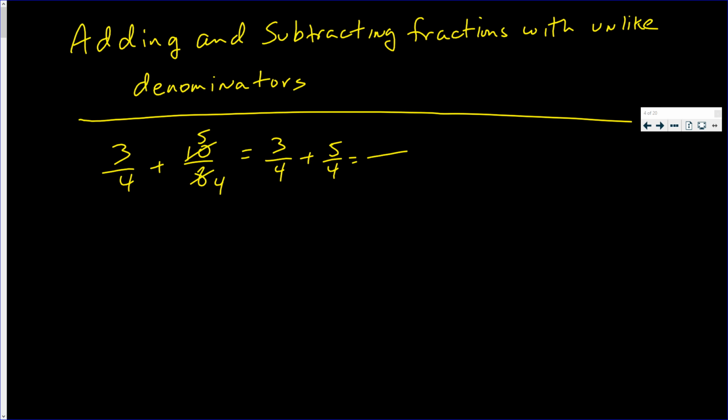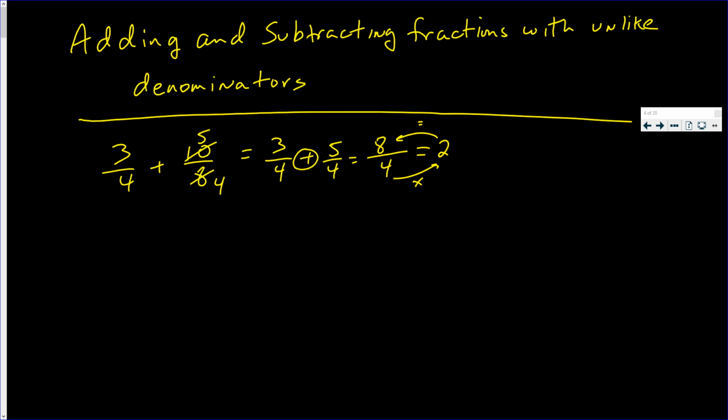The denominators are the same now. In addition, when they're the same, keep it the same and add the numerators. And 4 times 2 gives us 8. So 8 over 4 is 2.